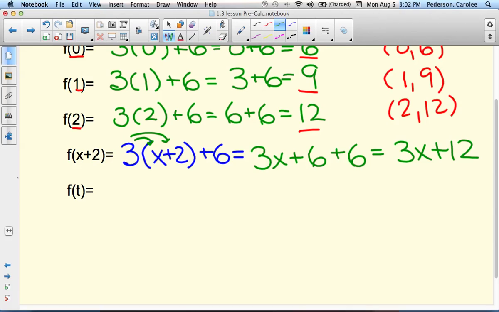Last function to evaluate for t. So replace the x with t. So 3, replace the x with t. And that's what we're left with, 3t plus 6.